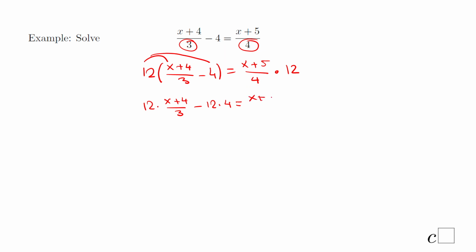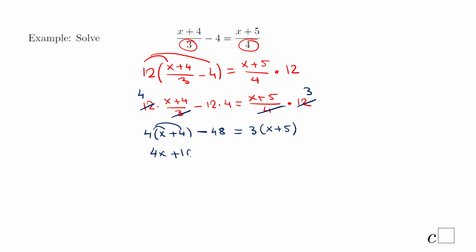And the right side, we can keep it like that. In this moment, we also can simplify if you want. So now let's simplify. 3 goes in 12 4 times, so we have here 4 times x plus 4. Use a parenthesis. Minus 12 times 4 is 48. 4 goes in 12 3 times, so we have 3 times x plus 5, or x plus 5 times 3. Multiplication is commutative, so you can rearrange if you want. Distributive property 2 more times, 4x plus 16 here, minus 48, and here 3x plus 15.